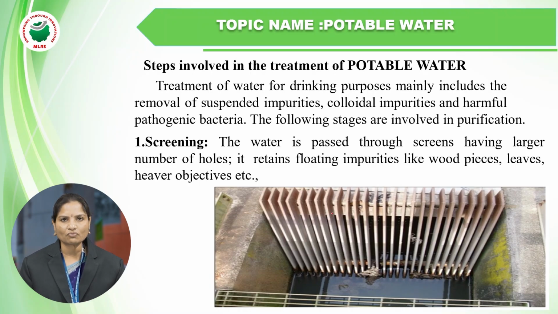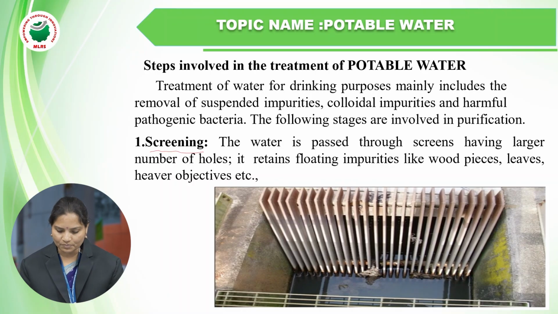So these are the steps involved in the treatment of potable water. Step one is the screening process. What is meant by screening? Screening means the presence of screens with a large number of holes in them. The water is passed through this large number of holes, so that bulk or large particles or floating impurities can be eliminated by this screening process.